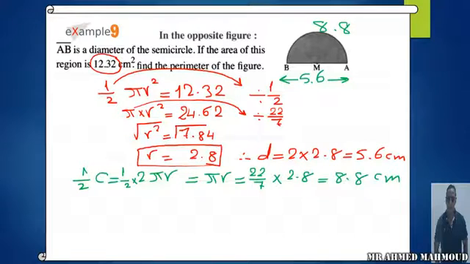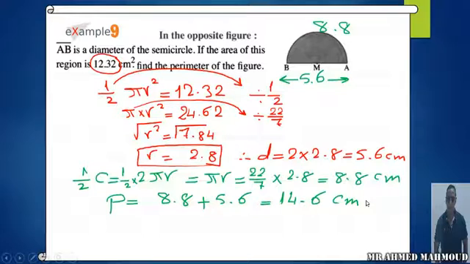Now to find the perimeter, I will add the semicircle plus the diameter. Again, the perimeter equals the semicircle, which is 8.8, plus the diameter 5.6, which is equal to 14.4 centimeters. Okay, let's study the next.